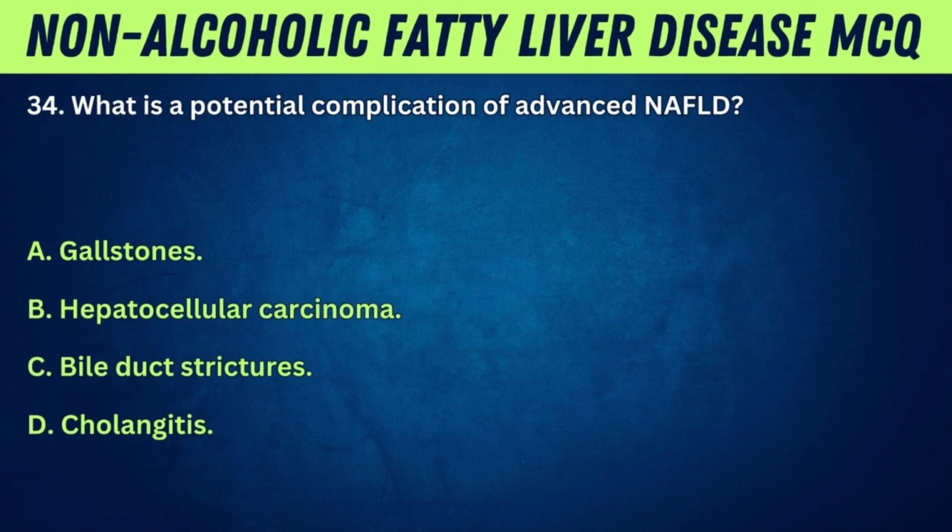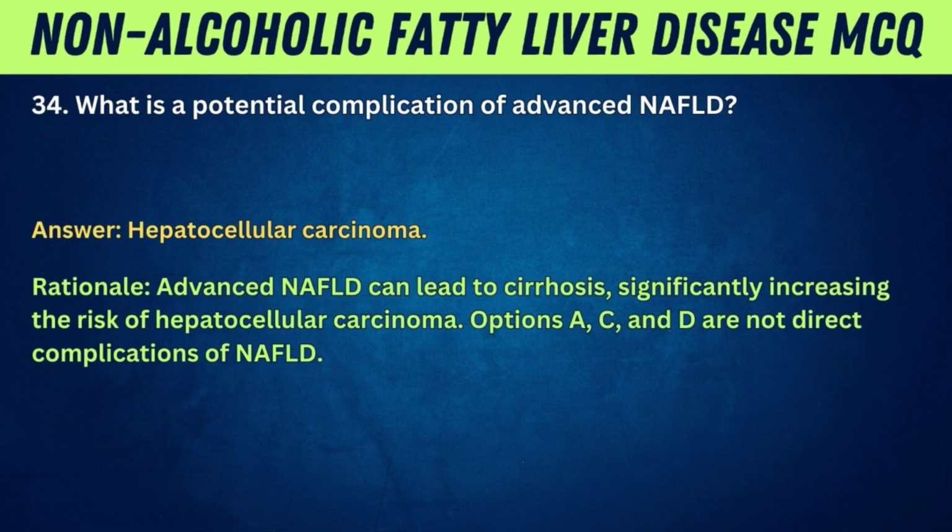34. What is a potential complication of advanced NAFLD? A. Gallstones. B. Hepatocellular carcinoma. C. Bile duct strictures. D. Cholangitis. Answer: hepatocellular carcinoma. Rationale: advanced NAFLD can lead to cirrhosis, significantly increasing the risk of hepatocellular carcinoma. Options A, C, and D are not direct complications of NAFLD.